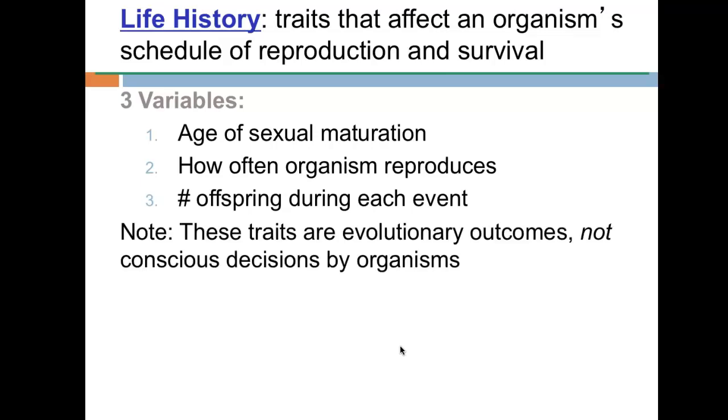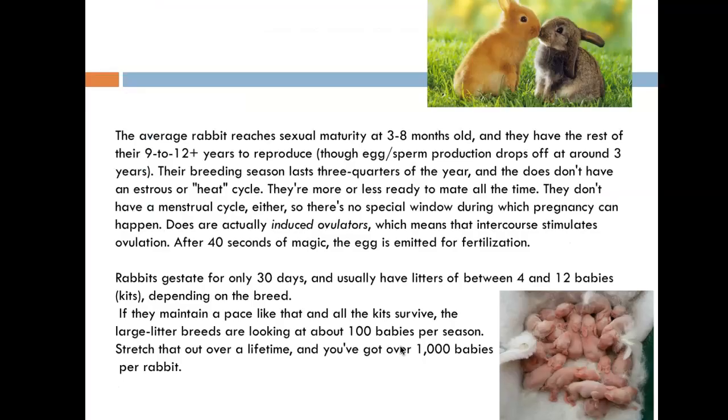And then note that these traits are evolutionary outcomes. They're not conscious decisions by the organisms. So natural selection has shaped these different species to have a particular life history that's conducive for the survival of that organism. So here's an example: rabbits. The average rabbit is going to reach sexual maturity at 3 to 8 months old, and they're going to reproduce for the rest of their 9 to 12 plus years.